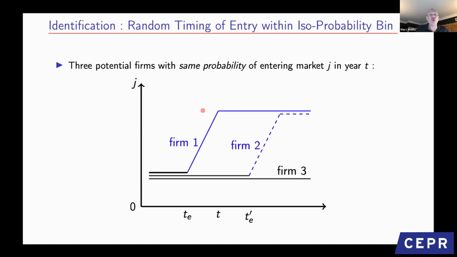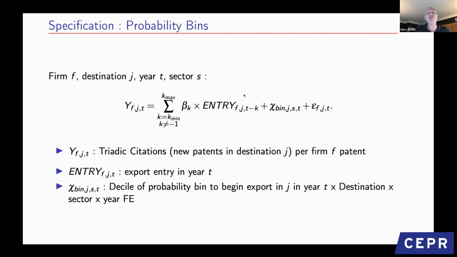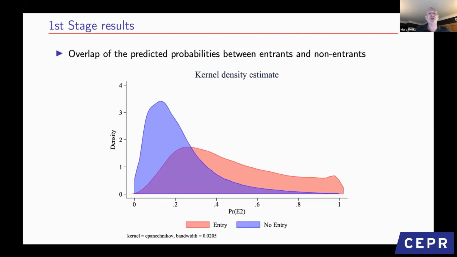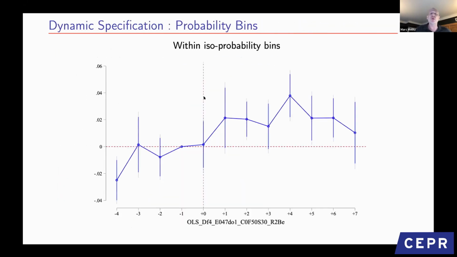So let me first show you the same kind of intuition as before. This is the same graph that I showed you before, but now I'm calling these firms instead of countries. So here the idea is at time T, I have a whole bunch of firms that have the same probability of entering a given market J in year T. We have this method of probability bins. I won't describe that in detail. When we use that, we obtain very similar results in terms of this peak of patents in this destination J.